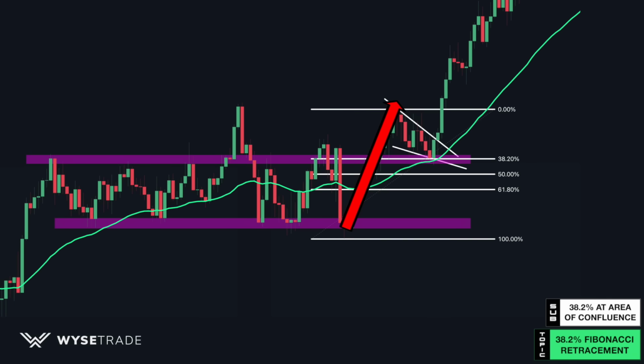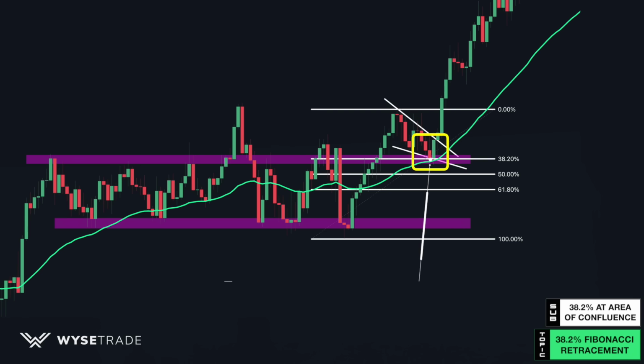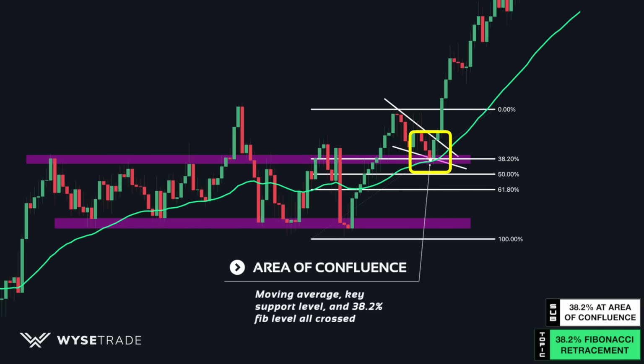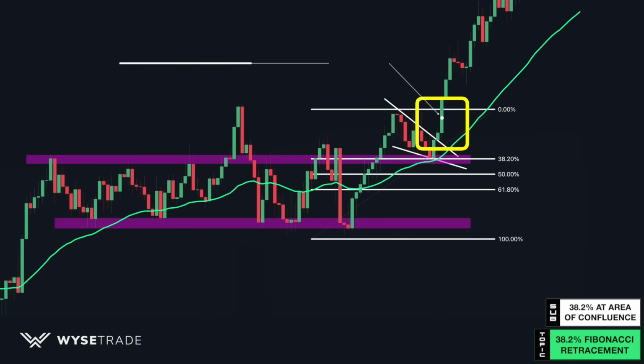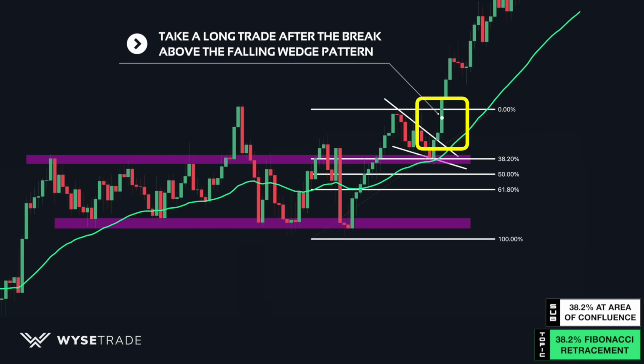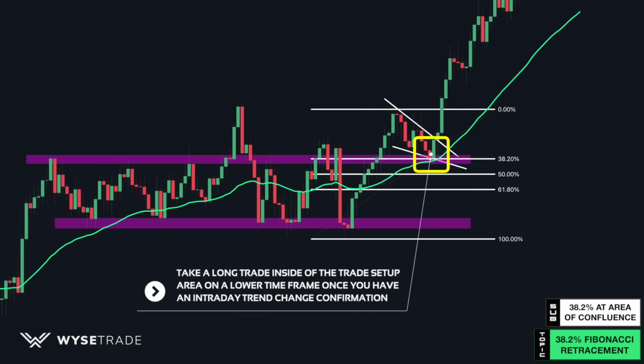You have a clear moving uptrend with heavy momentum as it breaks clearly through the key level. As price pulls back, you had an area of confluence here where the moving average, very high quality support level with multiple reversal points, and 38.2% Fibonacci level all crossed. Once price reaches the area, you had multiple candles with the wicks sticking out, showing a reaction. So you would either take a long trade after price broke above the falling wedge pattern, or for an earlier entry point, look for an intraday trend change inside of here.